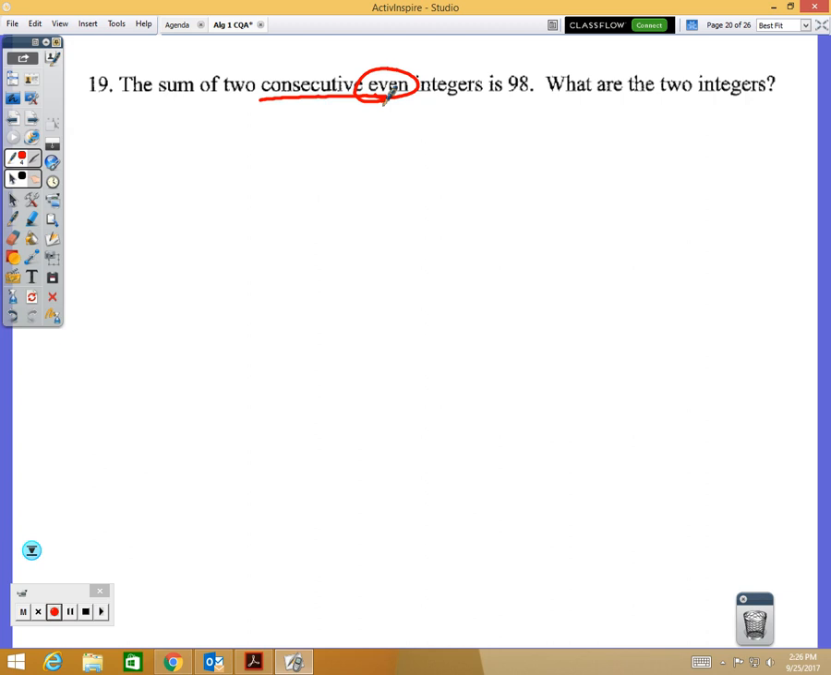And the sum of 4 and 8 would be 12. So obviously that's not it. So let's say that n is one of our numbers. And then the next even number would be plus 2. Because again, if we use the numbers 6 and 8, wouldn't that make sense?